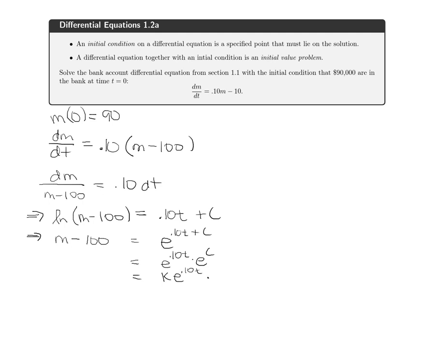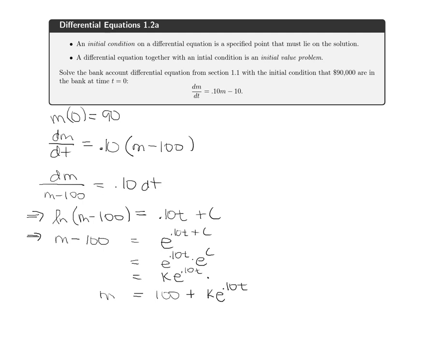So that's m minus 100. M would be 100 plus k times e to the 0.10 t. All right, so there is what m is, but we haven't yet solved for k. It doesn't do any good to know how much is in your bank account multiplied by an arbitrary constant. We actually have to figure out what k is.